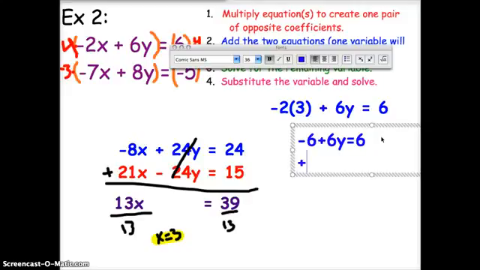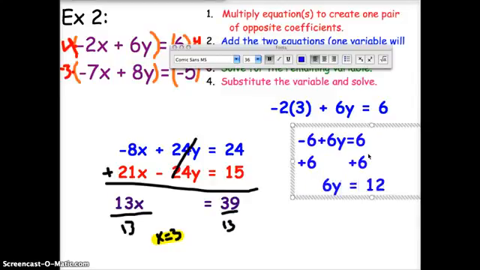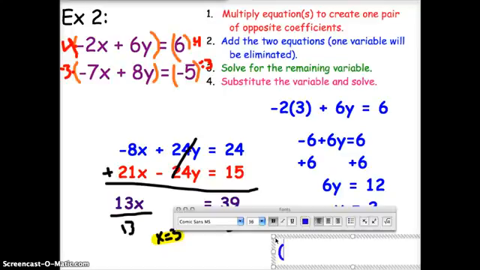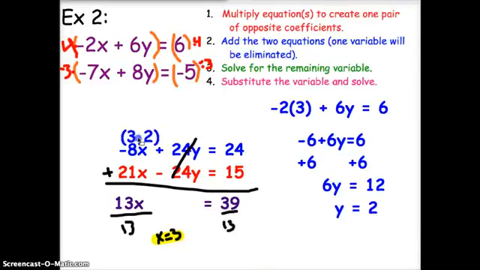Then I'm going to add 6 to each side to get rid of the negative 6. That leaves me with 6y equaling 12. Divide both sides by 6, and y equals 2. Again, you can go through and take your ordered pair. Let's see, the x is 3, the y is 2, so you can take the ordered pair (3, 2) and test it in both equations to make sure it works.